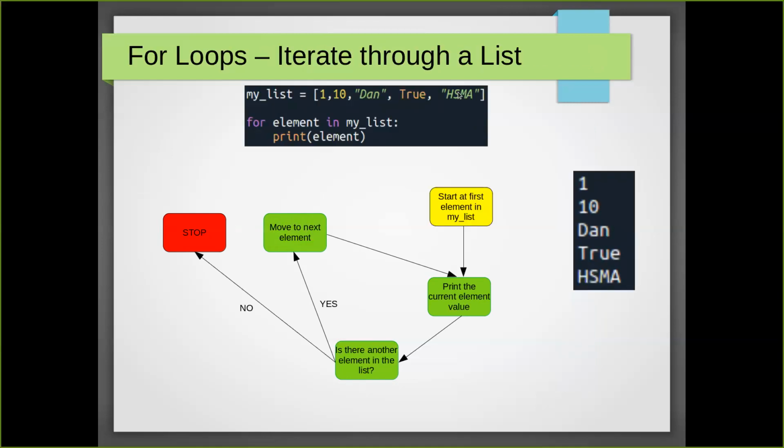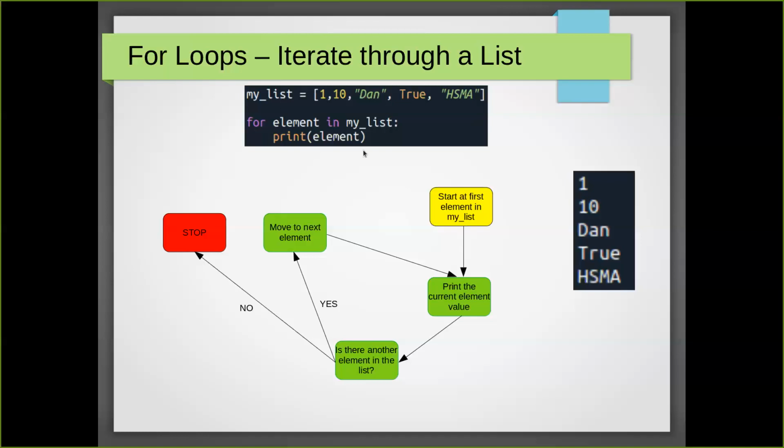Now, you'll very often use lists in for loops in that way. But another common thing that you may want to do is to iterate through a list. So it may be, for example, that you have a list called my list. It's got the values 1, 10, down through HSMA. And what we want to do is to say, we want to do something to each element in that list.